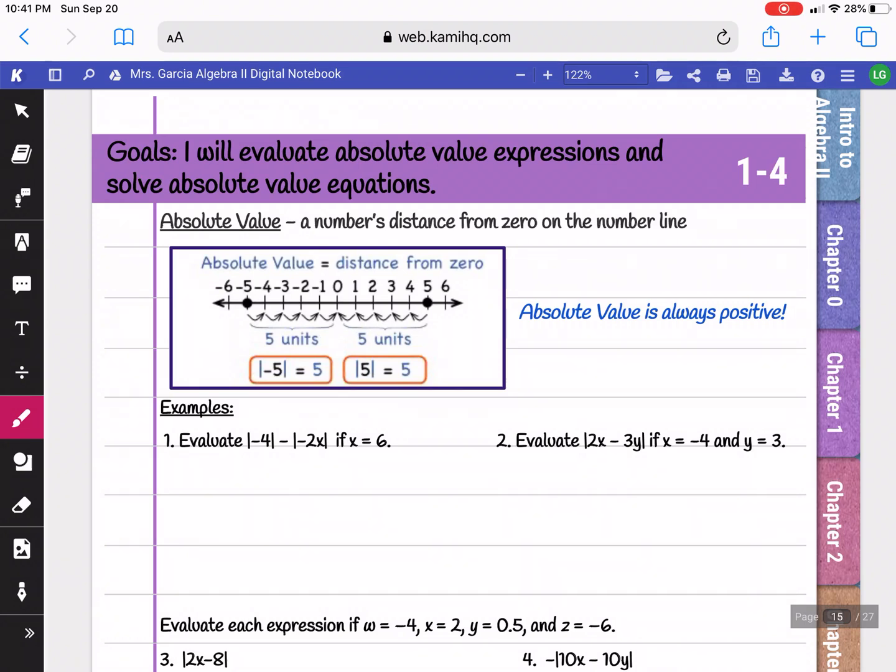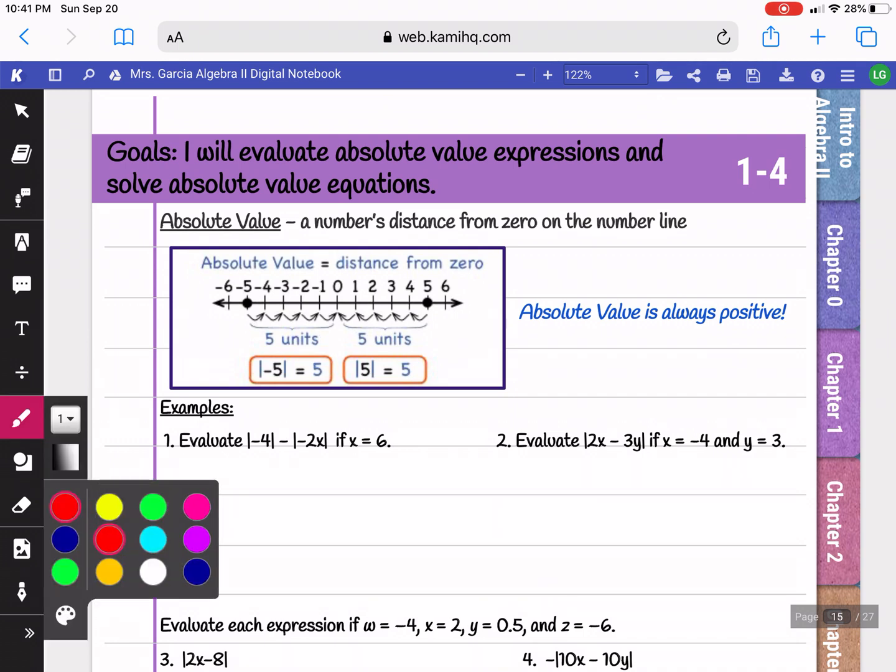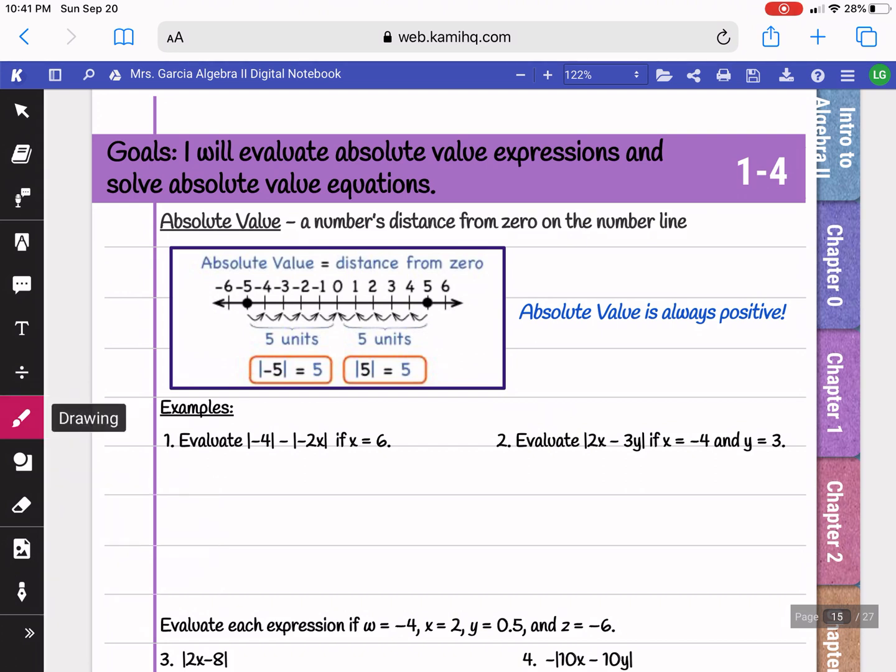In topic 1.4, we're going to be evaluating absolute value expressions and solving. This video focuses on evaluating. Absolute value is a number's distance from 0 on a number line. So anytime you have absolute value, they use the long lines. I think of them as boundary lines.